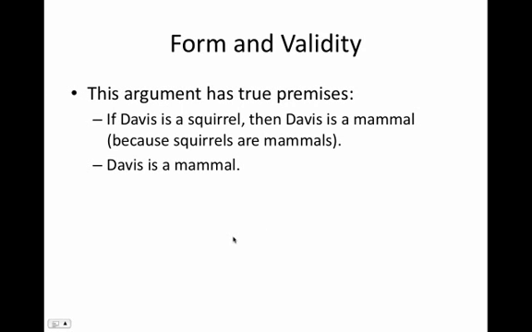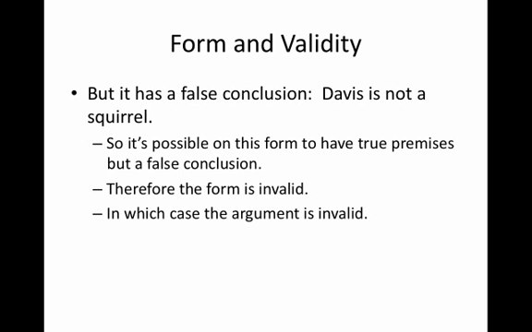So the argument has true premises: Davis is a mammal, and if Davis is a squirrel, then Davis is a mammal. Again, because squirrels are mammals, and I'm a mammal. But it has a false conclusion. I am not a squirrel. So on this form of the argument that we're looking at, it's possible to have true premises and a false conclusion. In which case, logicians would say that the argument is invalid. Okay? So that's what it means for an argument to be invalid. It's a form in which you can have true premises but a false conclusion. If you have a deductive argument with true premises and a false conclusion, then that deductive argument has an invalid form.